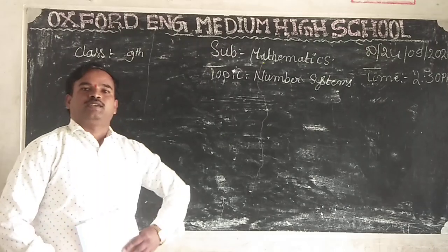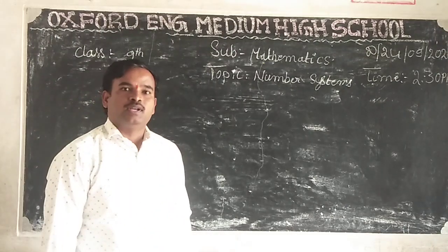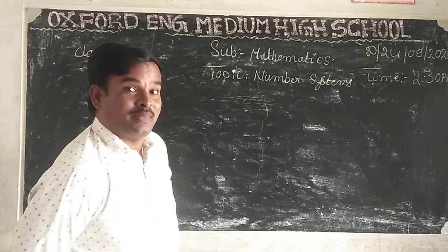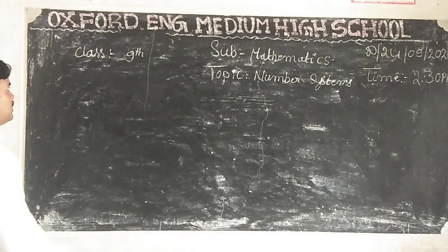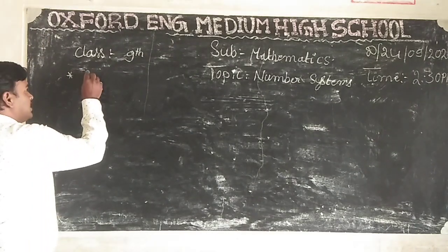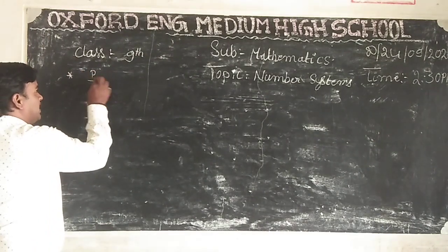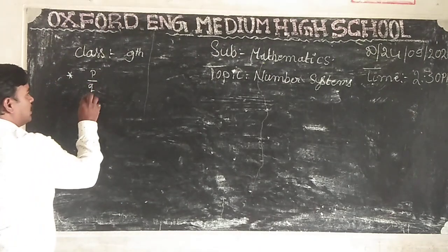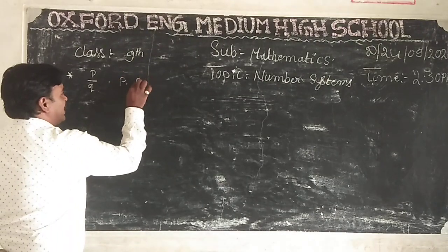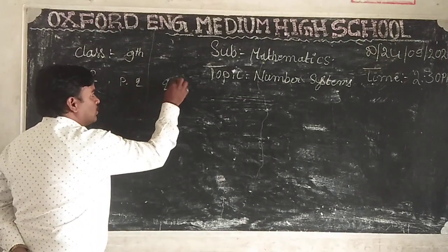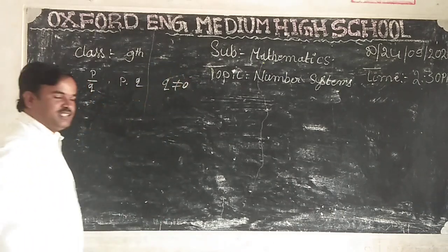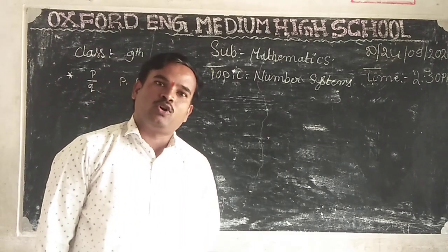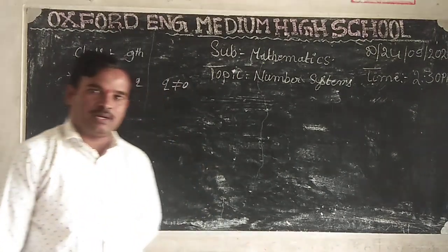Dear children, what is an irrational number? I told you in the previous class what a rational number is. A rational number is any number that can be expressed in the form p by q, where p and q are two integers, but q is not equal to 0. Since we express it in the form p by q, we call it a rational number.